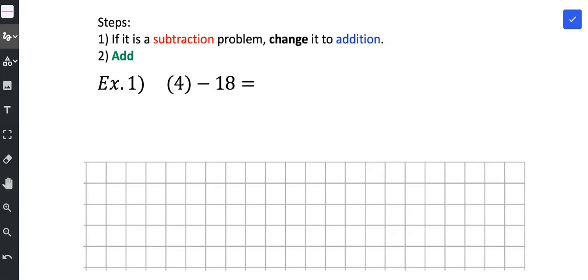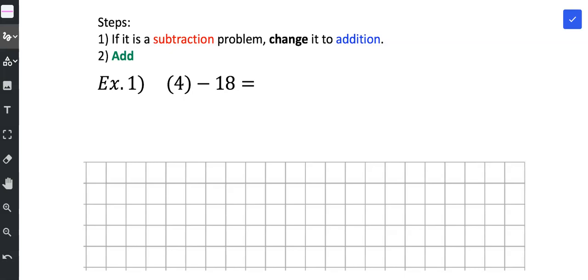We've spent days together just adding. We've spent days together just subtracting. Today you're going to see a mixture of addition and subtraction problems. When you meet a subtraction problem, I want you to change it to addition and then add. If it's already an addition problem, I just want you to leave it as an addition problem and then add.